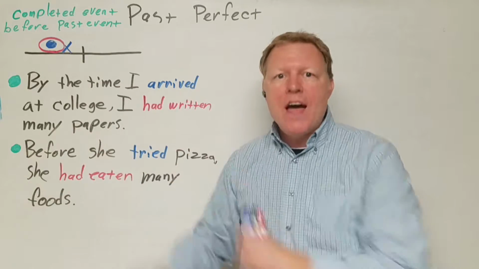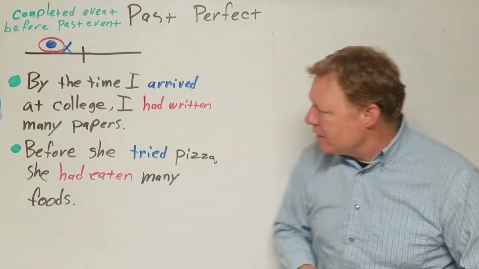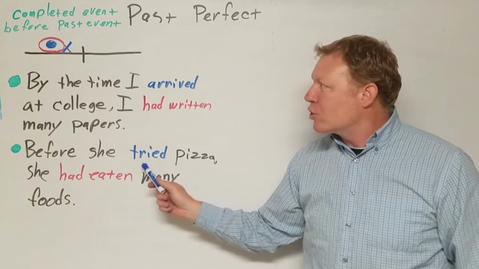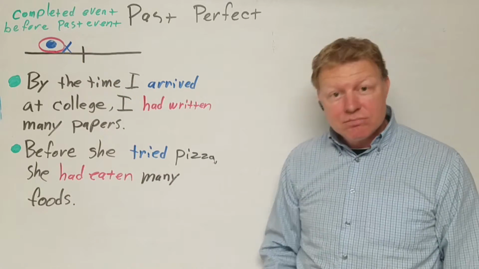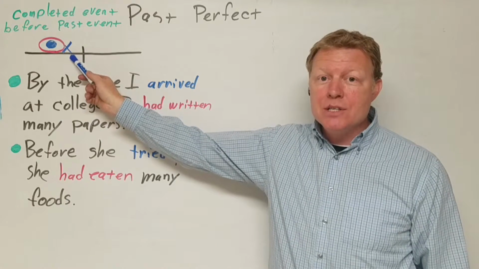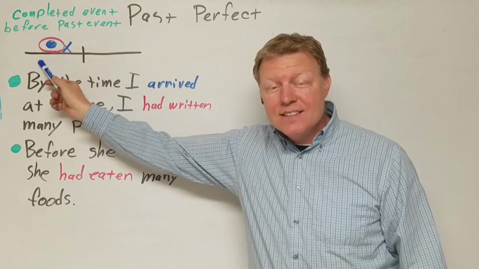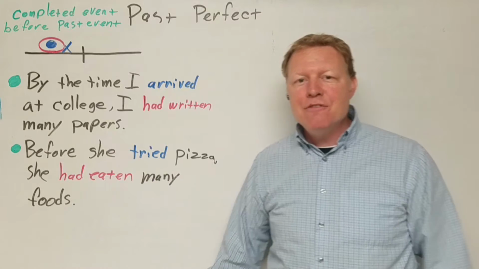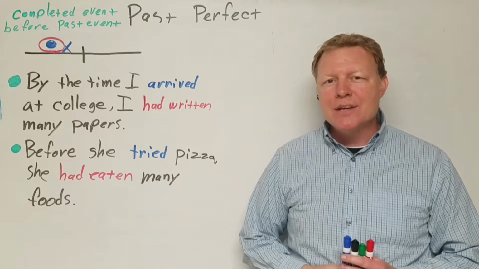What happened before that time in the past? Let's look at another example. Before she tried pizza, she had eaten many foods. This is her trying pizza. And before that, she had eaten many foods. You see, past in the past.